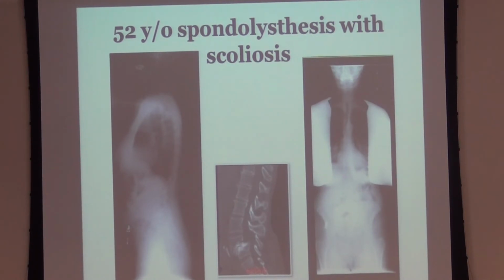So this is a wide spectrum of patients who are adults who are presenting with these deformities. And this is, again, a patient that has spondylolisthesis that was untreated, and over time, they're developing much more complex issues.